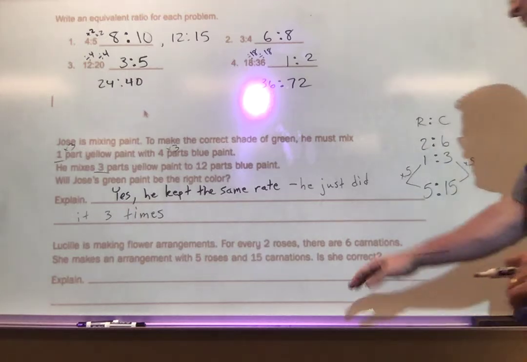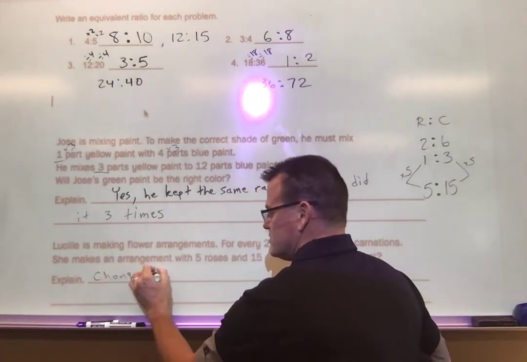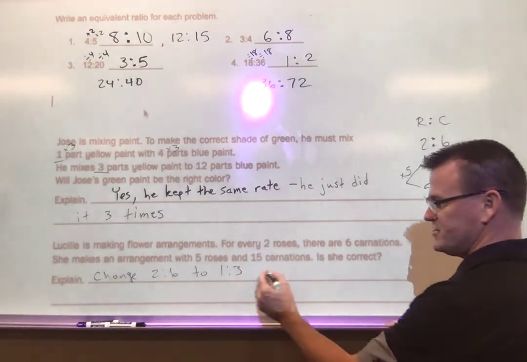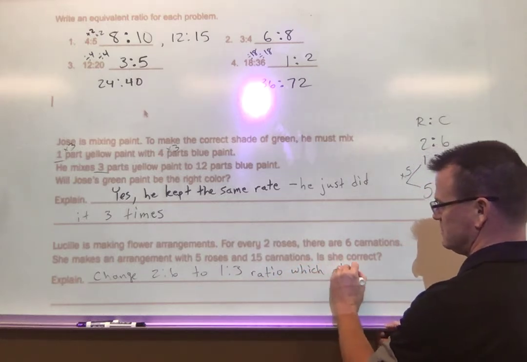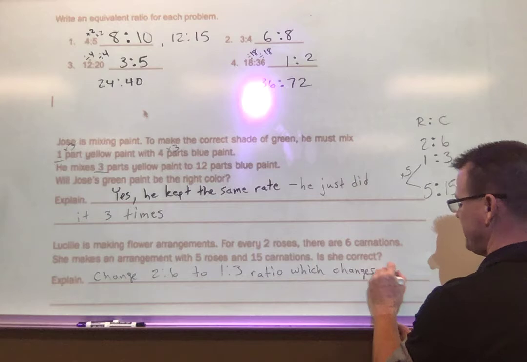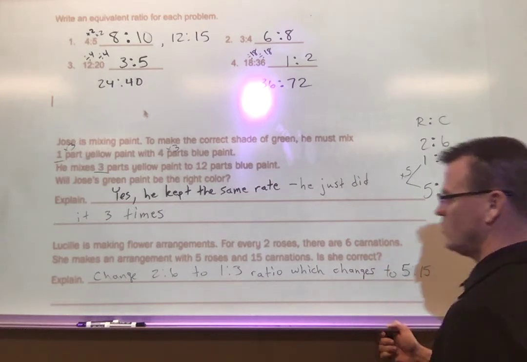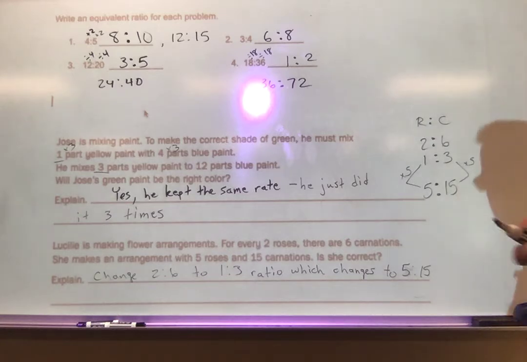All right, so down here when we explain, we could change the 2 to 6 to a 1 to 3 ratio, which then changes to a 5 to 15 rate. Okay, so one of your options there is to see if I can change forms where the numbers get along a little bit better, and you can find if it's equivalent a little bit easier that way sometimes. Okay, and I'd make sure you write down this stuff.